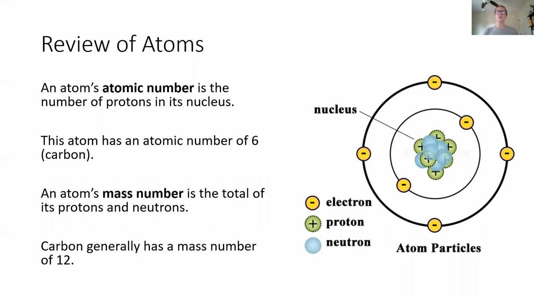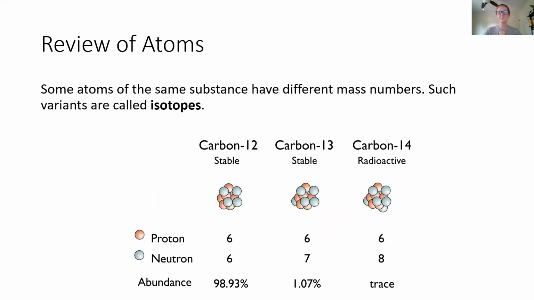Or we can describe an atom using its mass number. And this is more important to radioactive decay. The mass number is the total number of protons and neutrons, right? So carbon generally has 6 protons, 6 neutrons, making a total of 12. So we would say the mass number of carbon is generally 12. However, notice I said generally, right?